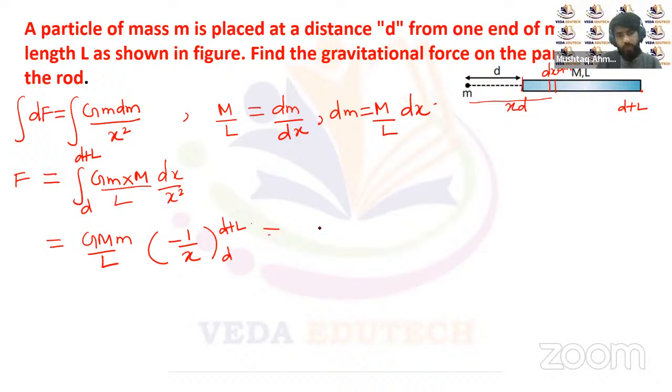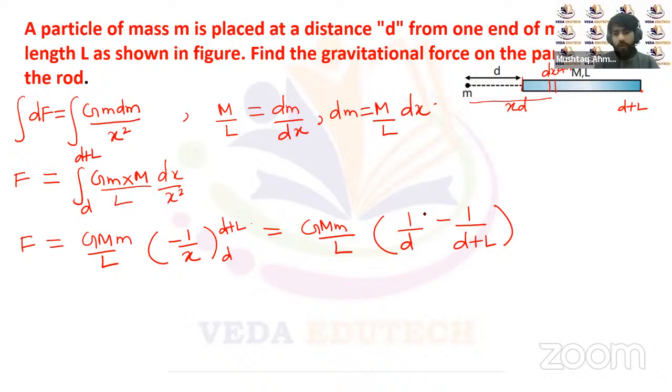Now taking the upper limit and the lower limit, GMm upon L, we are left with 1 by D minus 1 by D plus L. So this will be the net force on this particle of mass small m, because of this continuous mass distribution of the rod.